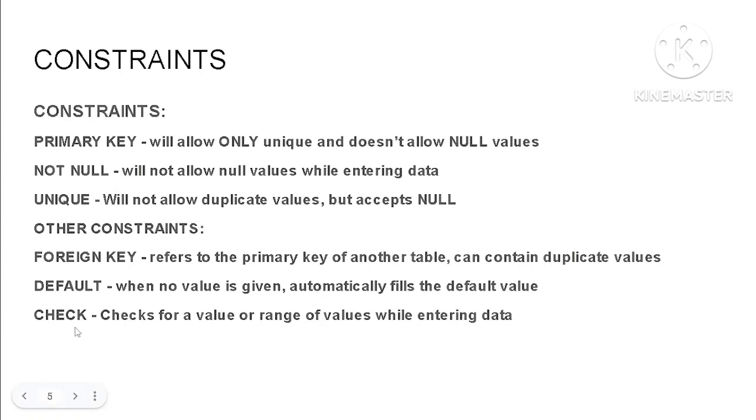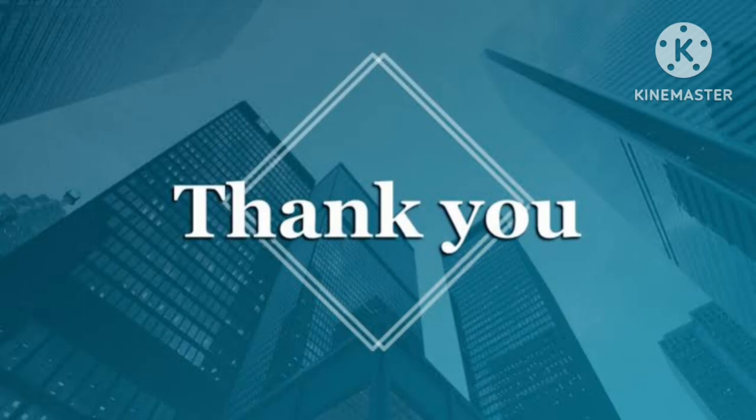Then check is used to validate numbers or data or string or whatever. For example, if you type age of a student, the age should always be less than 25 or the age should be above 18. If you have any specific condition, you can give check constraint. Now, hope you understood the concept of constraints. In the next video, you will learn about creating tables.